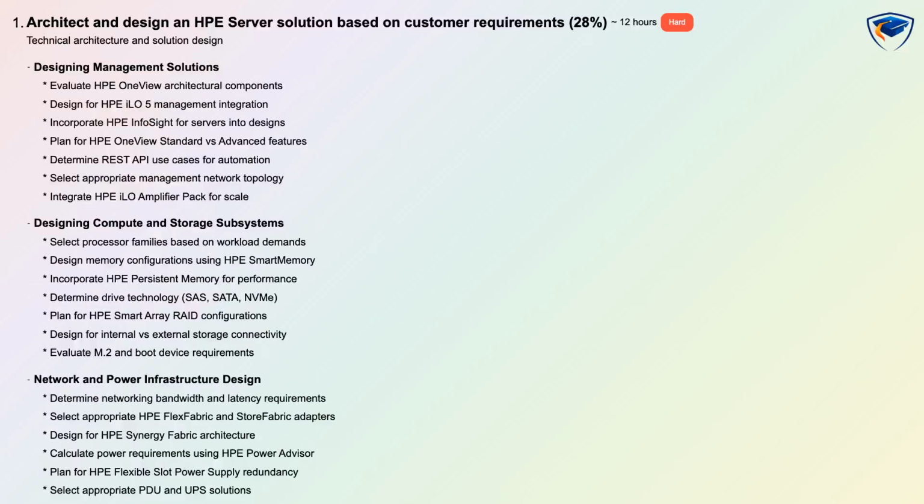Architect and design an HPE server solution based on customer requirements is weighted at 28% and marked as hard, with about 12 hours of study and scenario-based assessment. You will learn to evaluate HPE OneView architecture and decide when to use OneView Standard or Advanced, design integration of HPE iLO 5 and InfoSight for proactive management, and choose REST API automation and appropriate management network topologies.